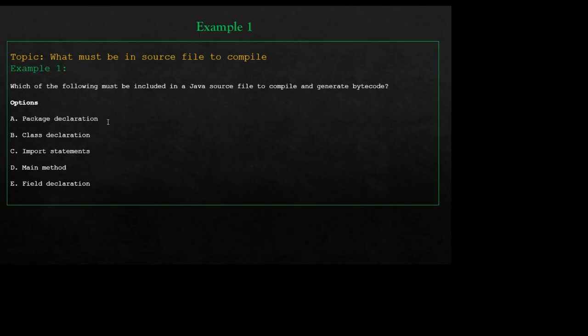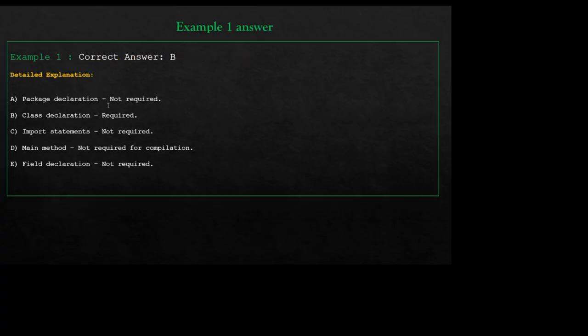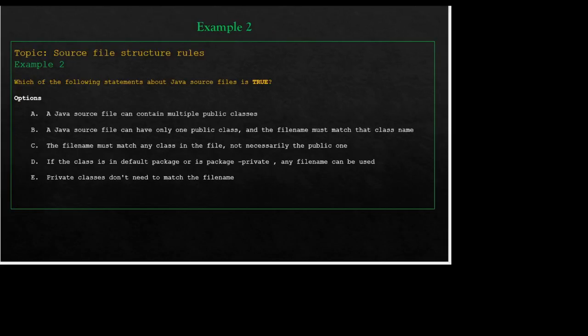The answer is only class declaration, because package declaration is not a must. We'll discuss later in detail, but class is required because it has to produce the bytecode. Import is not required for System.out.println and things like that. And package also, even if you don't declare it, becomes a default package. Main method is not required for compilation. It's required for running, for program execution, not for the compilation process itself. Field declaration is not required. A class can exist as an empty class without any field declaration and still compile successfully, no issues.